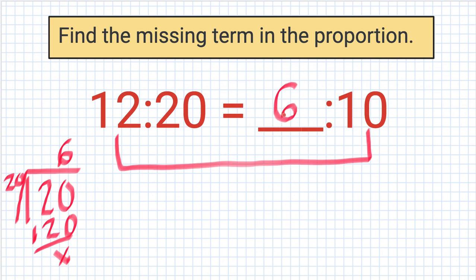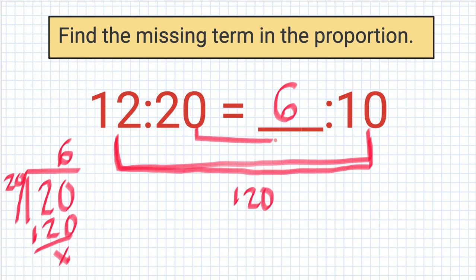Let's try to check if the answer is correct. The numbers in the extremes are 12 and 10. So 12 times 10 gives us 120. That's correct. Now, how about the numbers in the means? 20 times 6, what is the answer? That is also 120. So therefore, our missing term, which is 6, is correct.